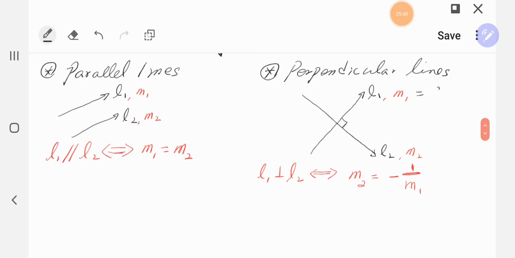For example, let's say m1 is 2 over 3. Then m2 is the negative reciprocal of m1. Reciprocal means 1 over m1, so 3 over 2. Just an example. So this will be 3 over 2. Okay, negative. Don't forget the negative sign.